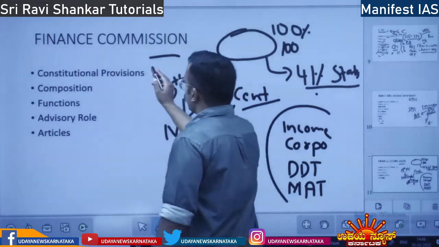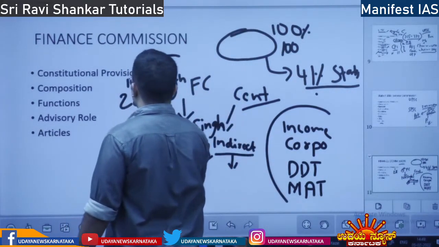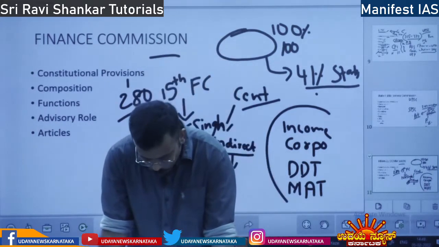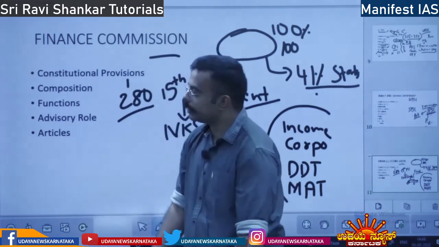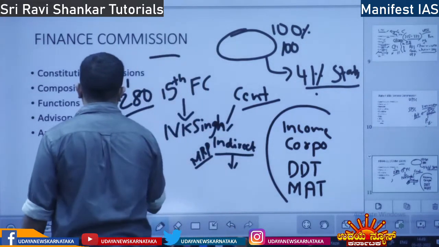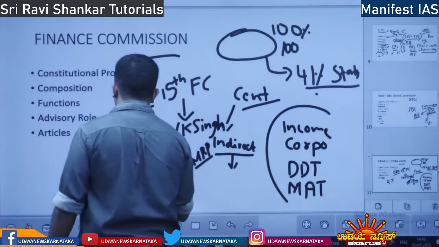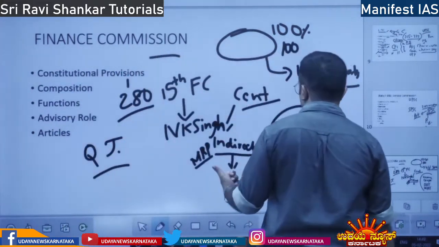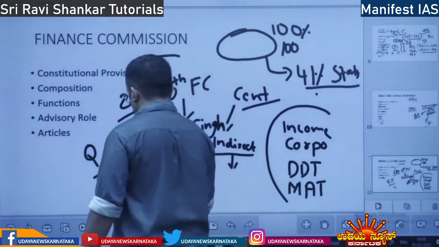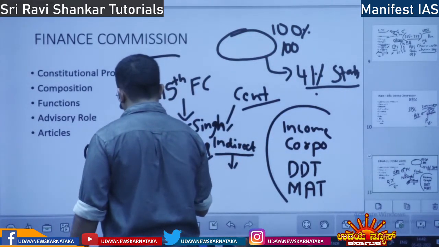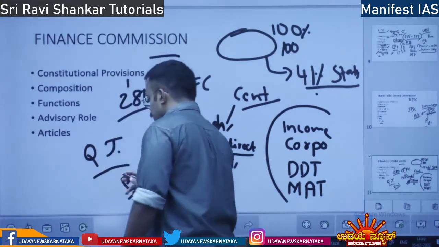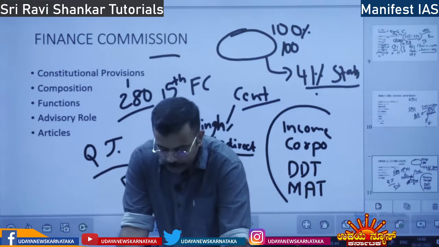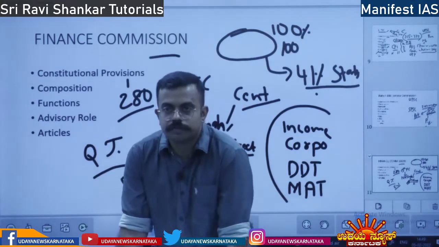So what are the constitutional provisions? Only one article, Article 280. Article 280 speaks about the Finance Commission. It is a quasi-judicial body. What do you mean by a quasi-judicial body? It is not completely judicial. It has executive plus legislative, executive plus judicial powers, which combine to form a quasi-judicial body. It is not a complete court. It is a kind of semi-court.